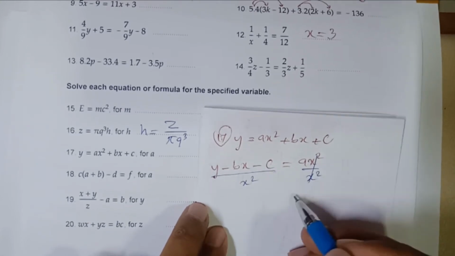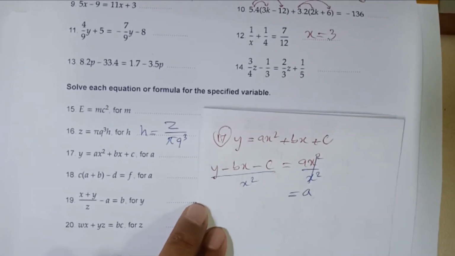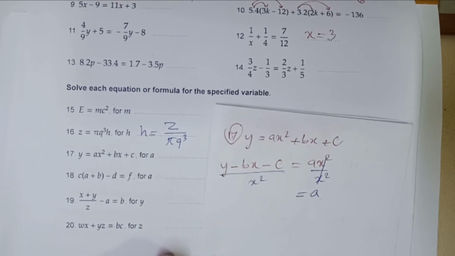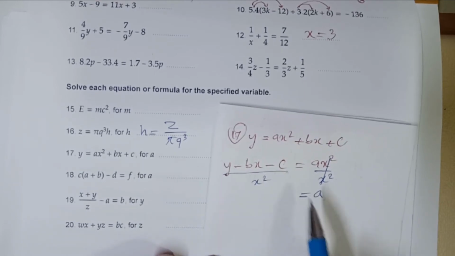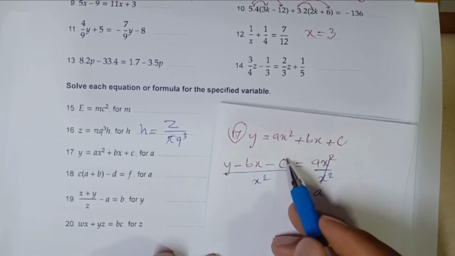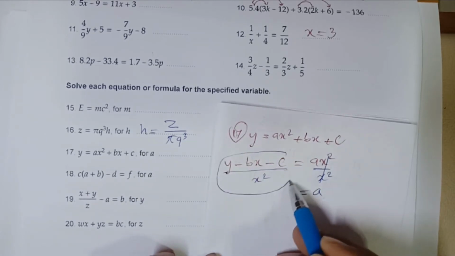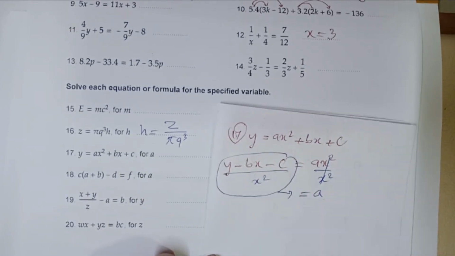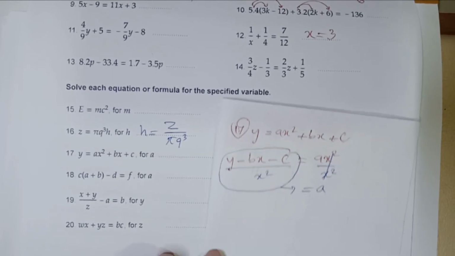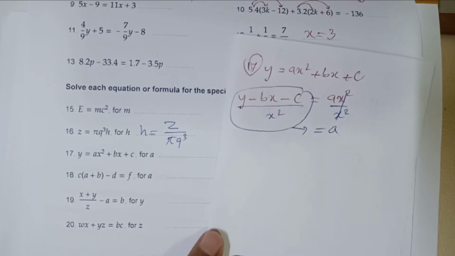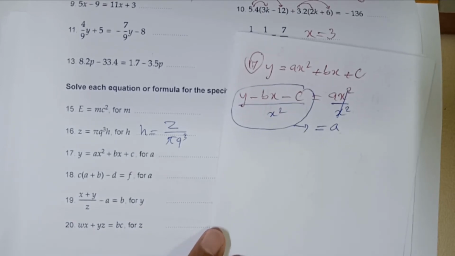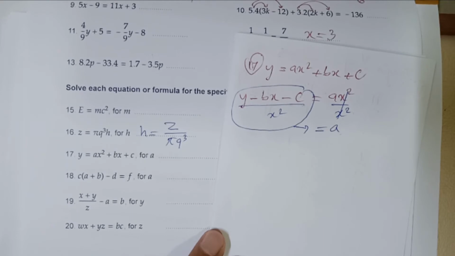So simplify this, that will give you an a. That's what you want, and that's what we want. And then this will be the answer for a. So a equal to y minus bx minus c over x squared. That's for number 17. For number 18, solve for a also, okay?